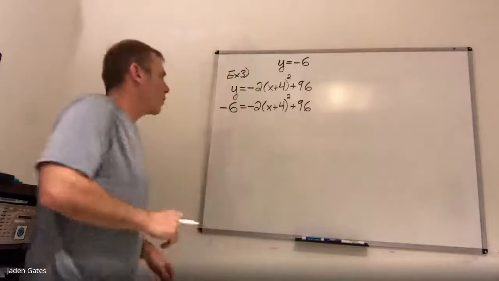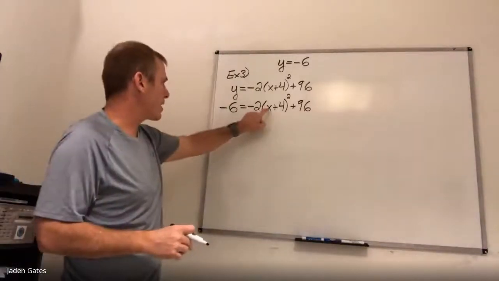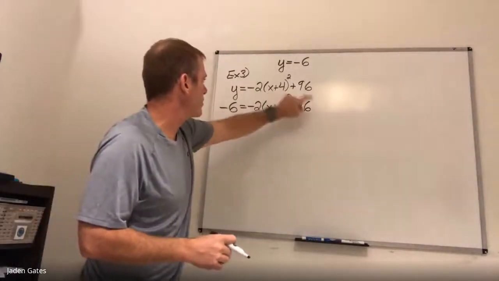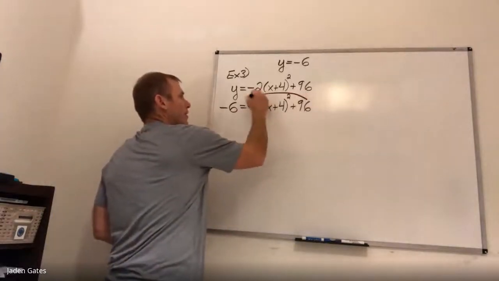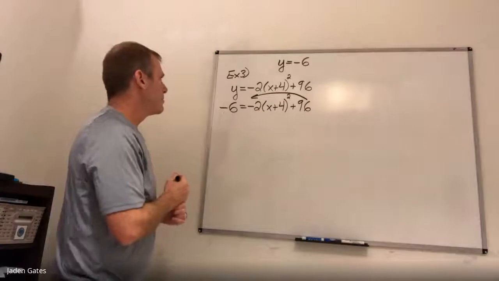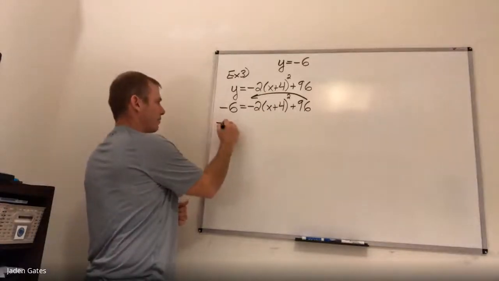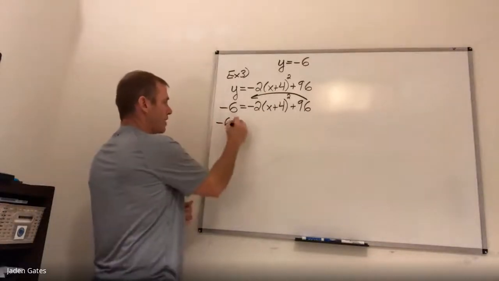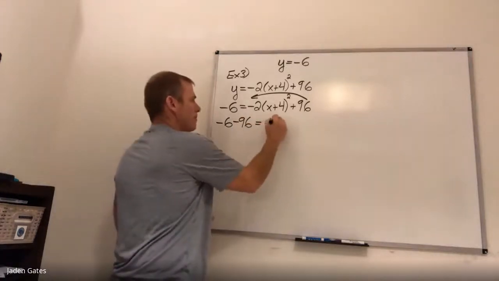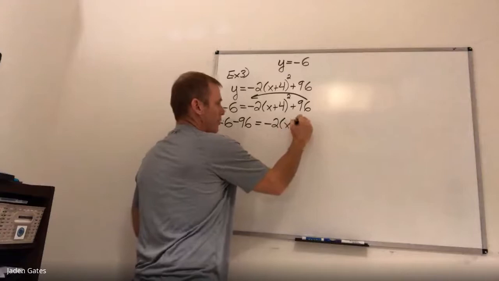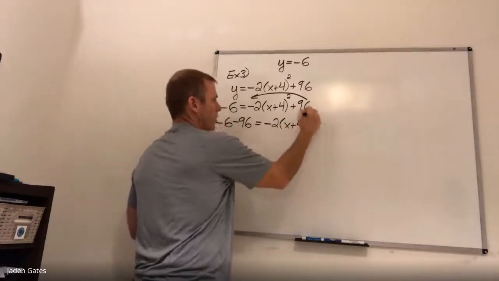All right, now we got a whole lot of work to do here. So to get this x by itself, I got to get rid of all of these numbers here. The easiest one is to get rid of the 96, to move it over. And so I have a -6, subtract 96 equals -2 times (x plus 4) squared.